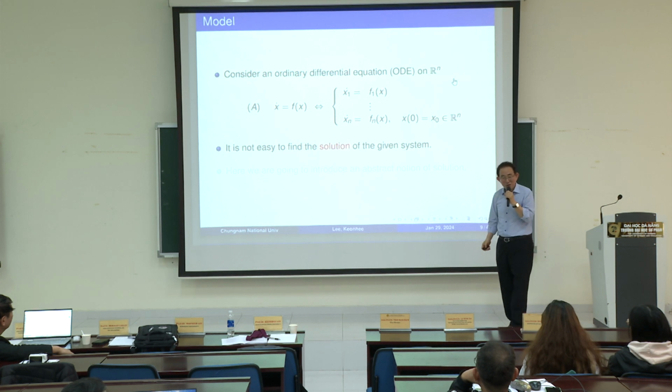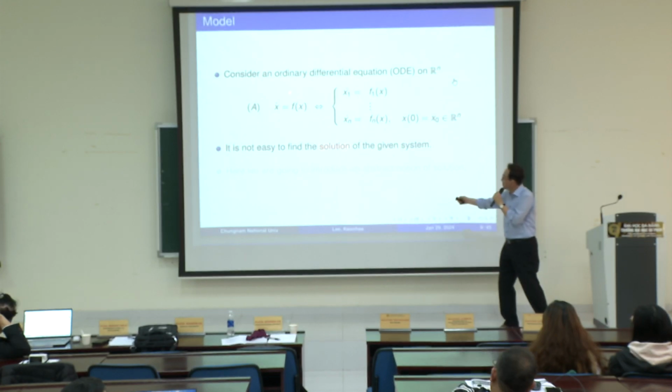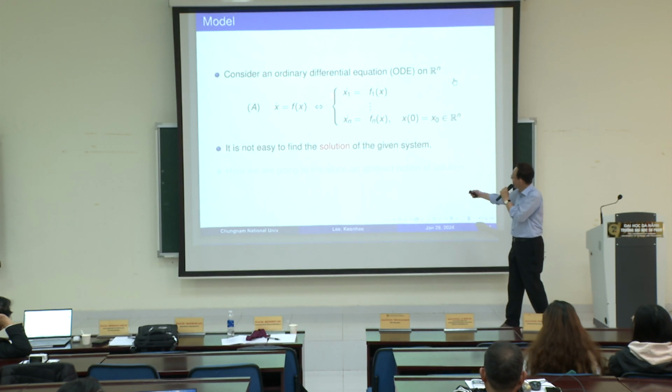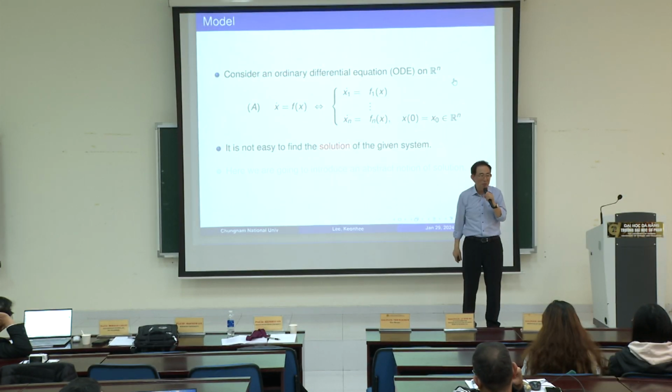I'm going to tell you through a model. For example, consider an ordinary differential equation on Rn. This is vector notation, and this is scalar notation. What is a vector? What is a scalar? A point in R is a scalar. A point in R2 is a vector. A point in R3 is a vector. A point in Rn is a vector.